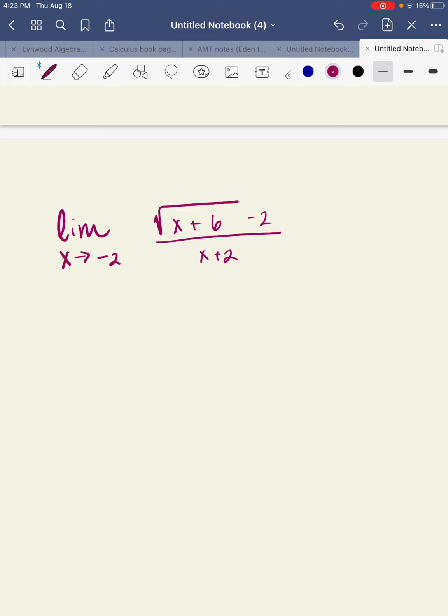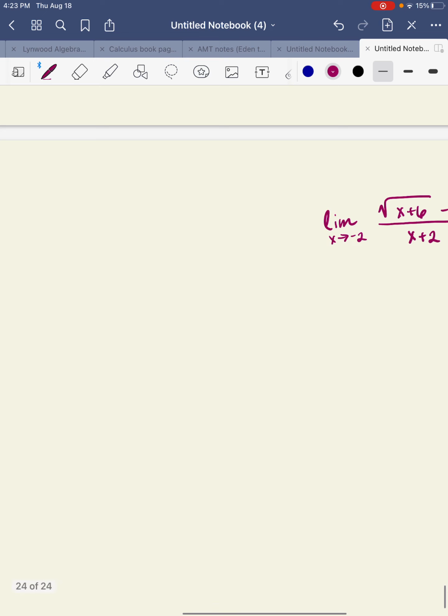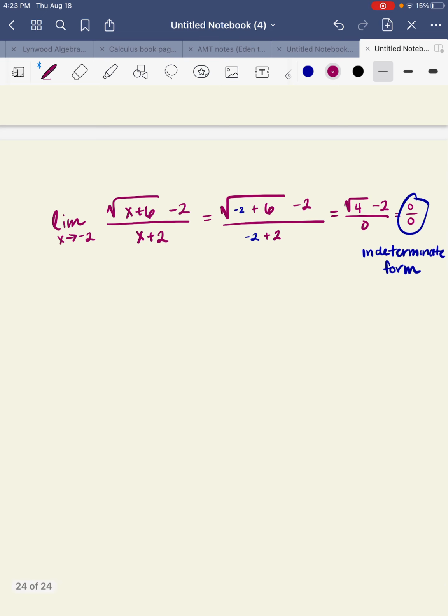So in this video, I'm going to show you how you can evaluate the limit of a function that is a fraction containing radicals, like the one that I'm showing you here. You may start by using our direct substitution method and plug in -2. However, you get something known as the indeterminate form, when you have 0 over 0.